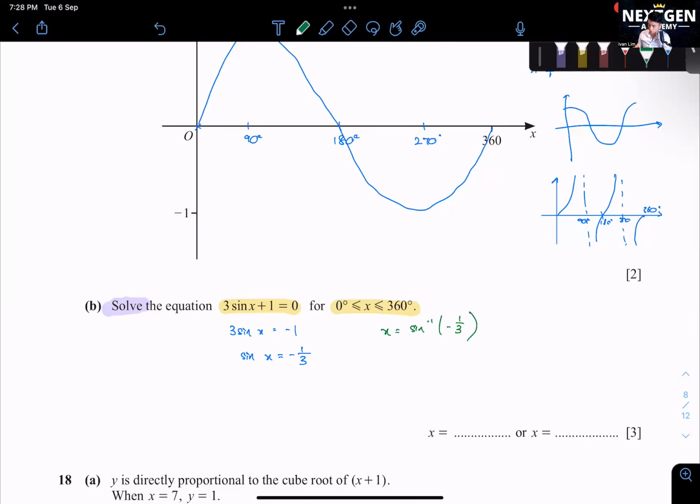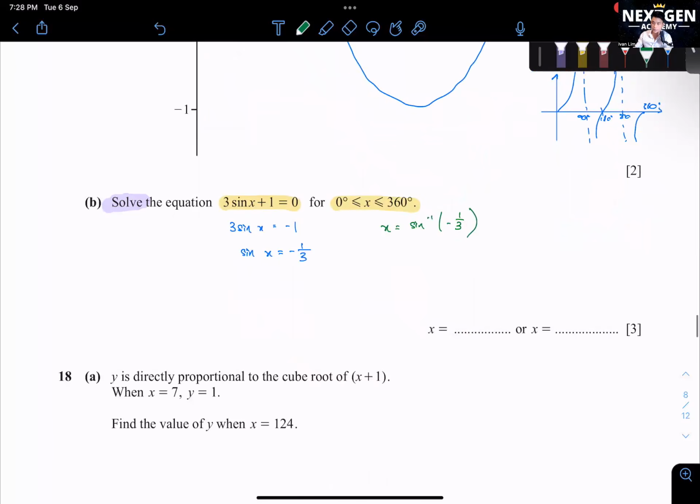Okay, I want all of you to see. You type into the calculator, if you put the negative sign, you'll get negative 19.5, right? So this is not the proper way to do it. You cannot do that. So if you go back to the way that I taught you all, we use the ASTC method.